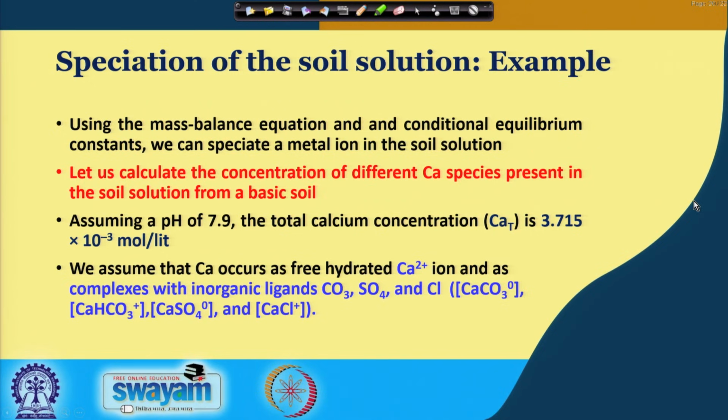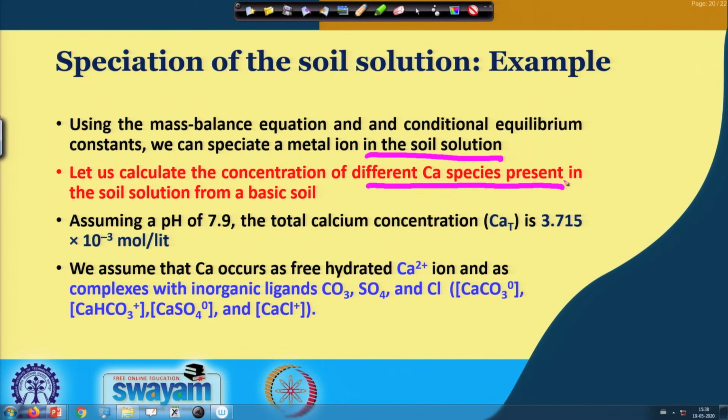Let us see an example: using the mass balance equation and the conditional equilibrium constant, we can speciate metal ions in the soil solution. So, let us solve a problem. Let us calculate the concentration of the different calcium species present in the soil solution from a basic soil.